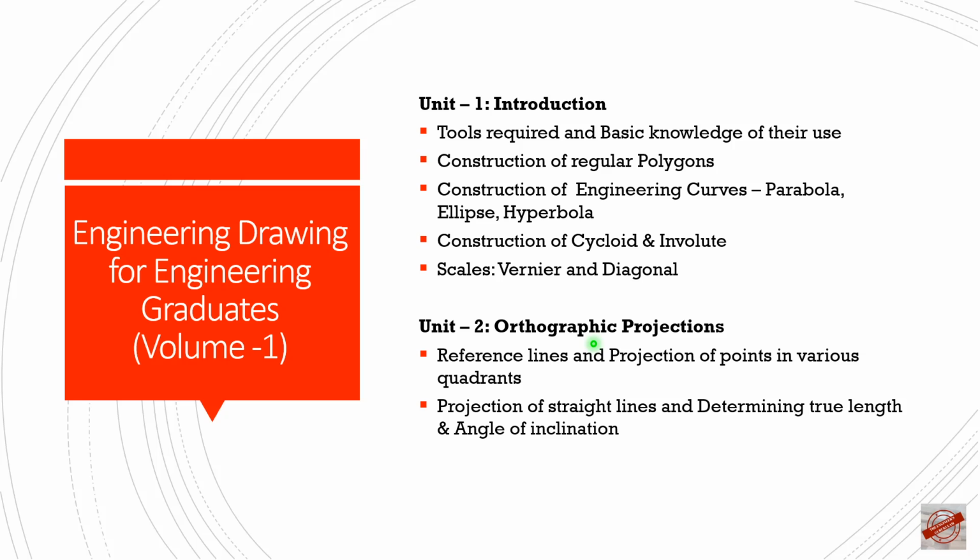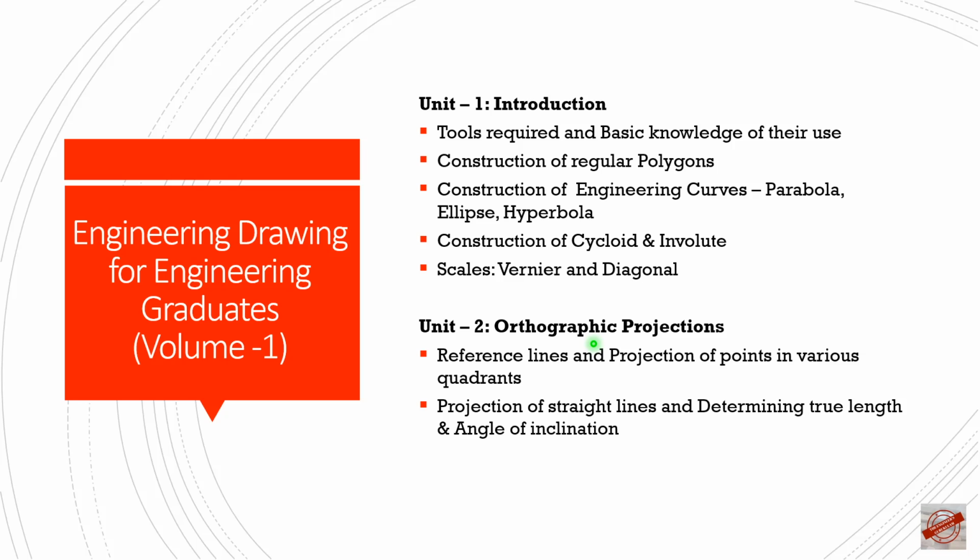Then we will study the construction of regular polygons. Then we will go for construction of engineering curves, say parabola, ellipse and hyperbola, and discuss something about the tangents and normals to those curves. Then construction of cycloid and involutes, then the scales, specifically vernier and diagonal. Then we will go to the orthographic projections, the reference lines. We will discuss a few things about reference lines and their importance. Then we will discuss the projection of points in various quadrants.